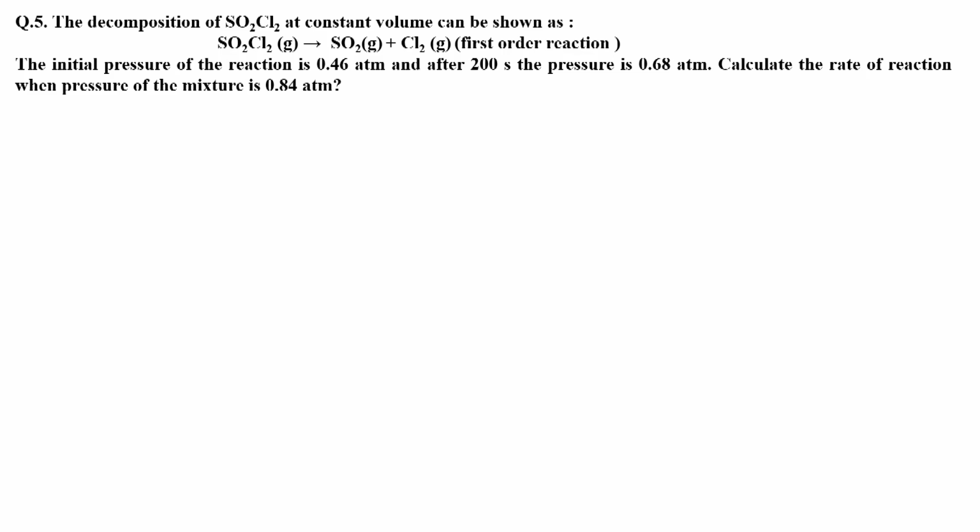For problem number 5, it says the decomposition of SO2Cl2 at constant volume can be shown as SO2Cl2 goes to SO2 plus Cl2. This is first order reaction. It says the initial pressure of the reaction is 0.46 atmosphere, and after 200 seconds the pressure is 0.68 atmosphere. Calculate the rate of reaction when pressure of the mixture is 0.84 atmosphere.